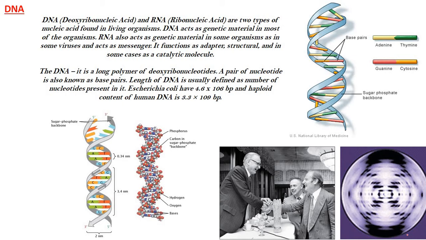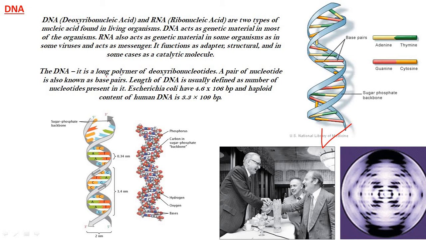The nucleic acid combined with protein is known as nucleoprotein, which is the main chemical composition of the eukaryotic chromosome. The nucleoprotein is formed of DNA and histone proteins, although some amount of RNA and non-histone proteins are also present in the chromosome. So DNA and RNA are the two types of nucleic acid found in living organisms. DNA acts as the genetic material in most organisms, and RNA also acts as genetic material in some viruses, and acts as a messenger. It functions as an adapter, structural, and in some cases as a catalytic molecule.